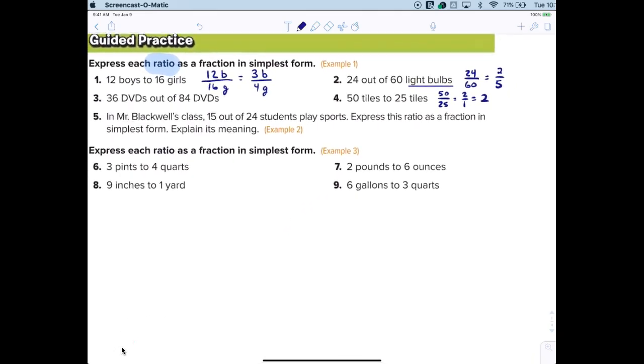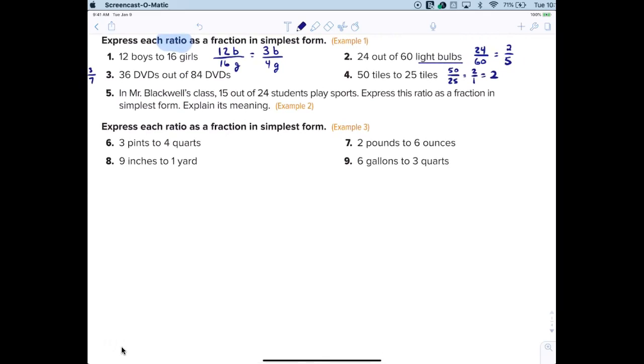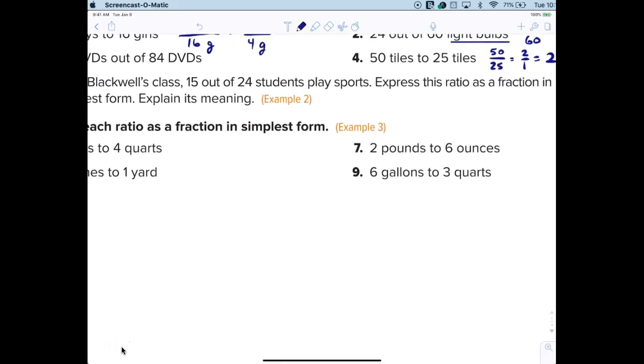All right, now let's take a look at number 5. In Mr. Blackwell's class, 15 out of the 24 students play sports. Express the ratio as a fraction. So again, we're just looking at the fraction 15 over 24, and then we're reducing it. Xavier.